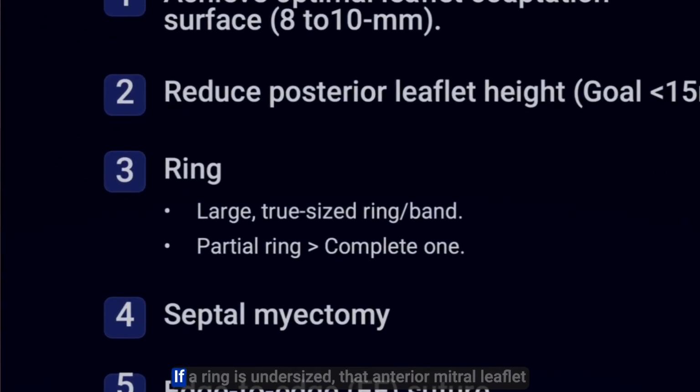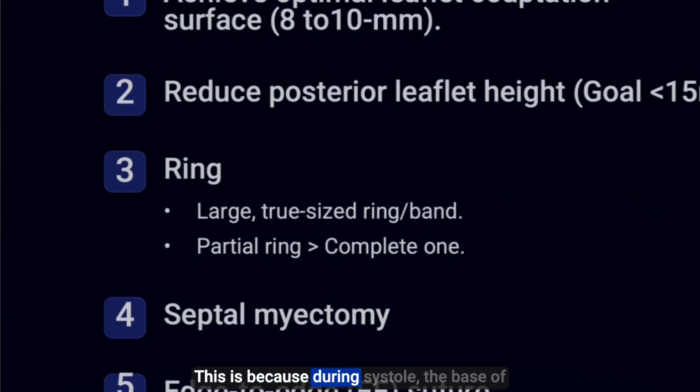downsized one. If a ring is undersized, that anterior mitral leaflet will not spread out, and that redundant tissue can predispose to SAM, and it also displaces that posterior mitral valve annulus more anteriorly, bringing it closer to the left ventricular outflow tract. Also, a partial ring is better in SAM prevention than a complete one.